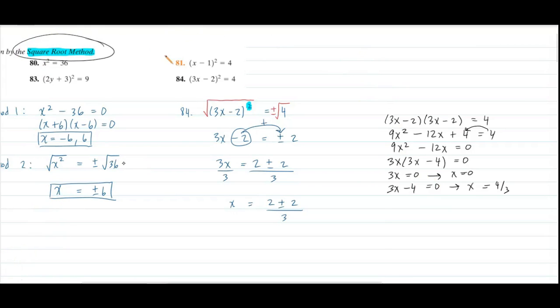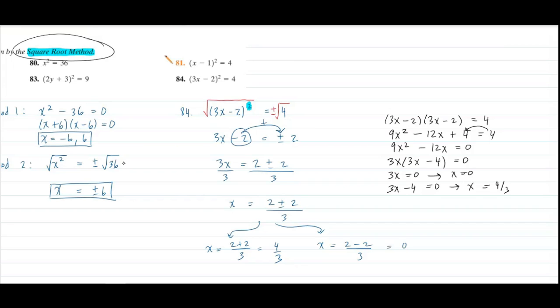Alright, now we can actually go ahead and solve this problem. The first solution is x is equal to 2 plus 2 divided by 3, which is going to give you 4/3. And the other solution is x is equal to 2 minus 2 divided by 3, which simply gives you 0/3, i.e. it gives you 0.